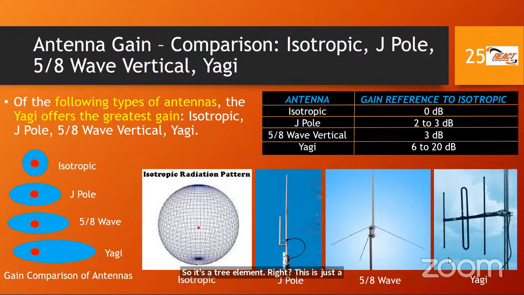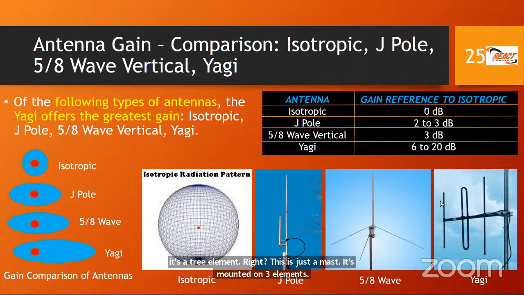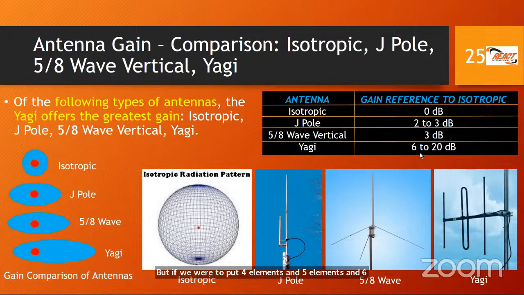Three elements, but if we were to put 4 elements, 5 elements, 6 elements and so on as directors, you will find that the gain goes up. So that's why we say a Yagi can have a gain of somewhere between 6 and 20. Hopefully we now understand for this question in the question pool why the Yagi is the correct answer. Look at the beautiful amount of gain that you're getting here, and look at it in numbers as well. Of all of these 4 antennas, isotropic, J-pole, 5/8 wave vertical, and Yagi, the Yagi has the greatest amount of gain.